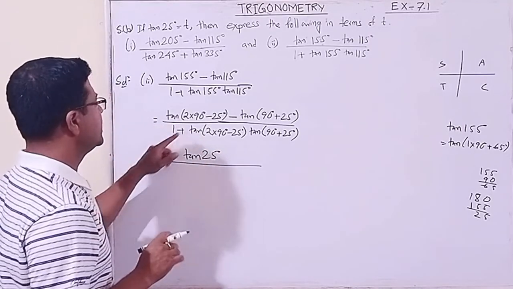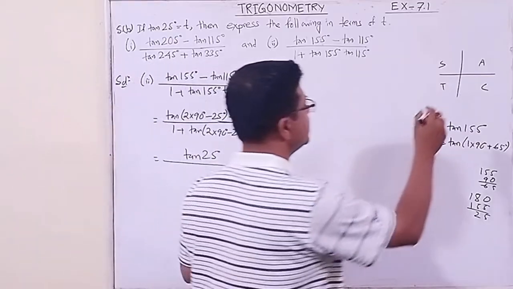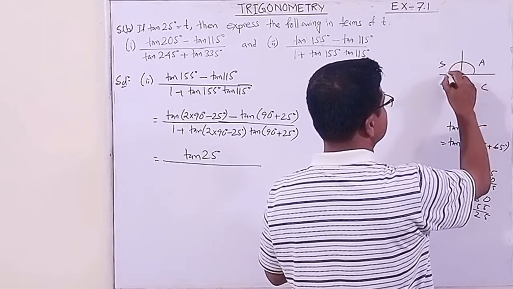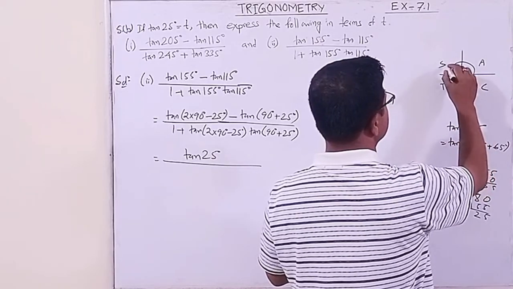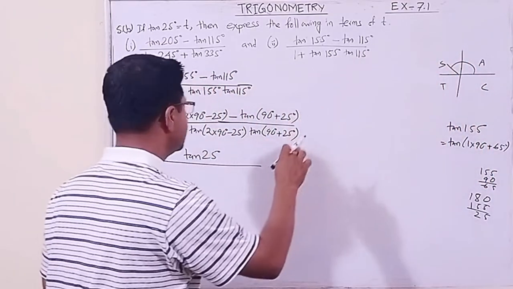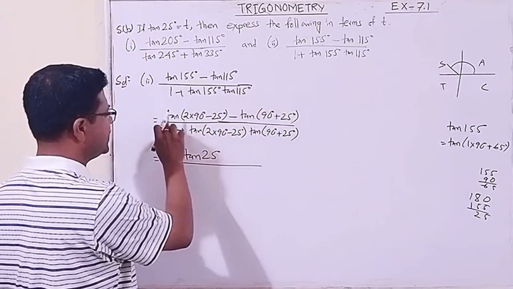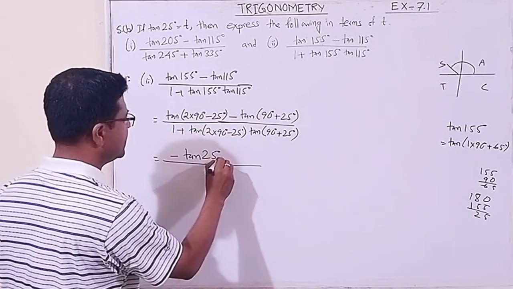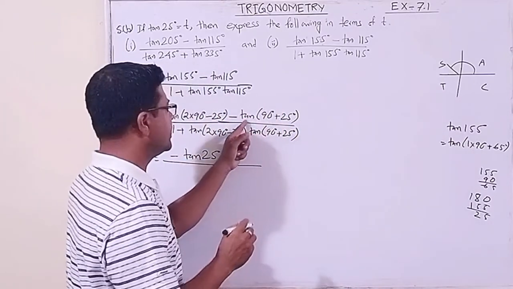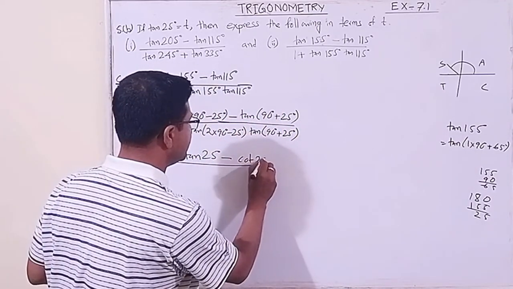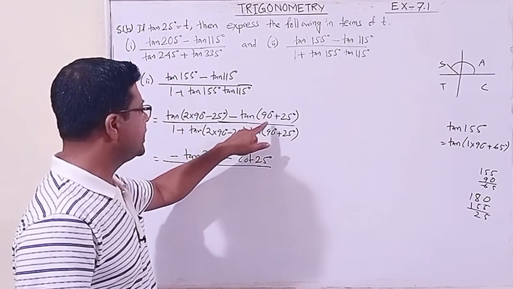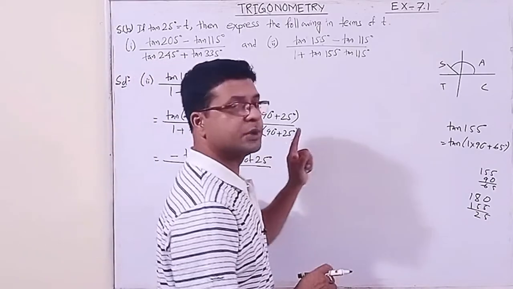Now the question is about the sign. 2 into 90, then minus 25. So it is in the second quadrant. In the second quadrant, only sin is positive, tan is negative. Correct? Minus. Okay, 90 plus 25. This is converted to cot at first, cot of 25 degree. Why? Because it is an odd multiple of 90 degree. So cot 25 degree. Now is it positive or negative?